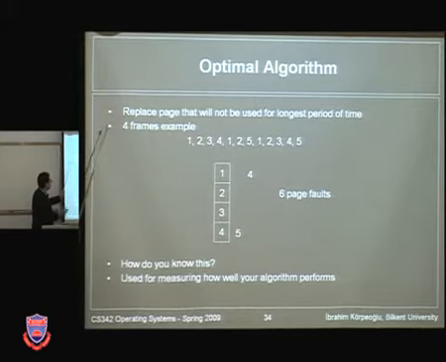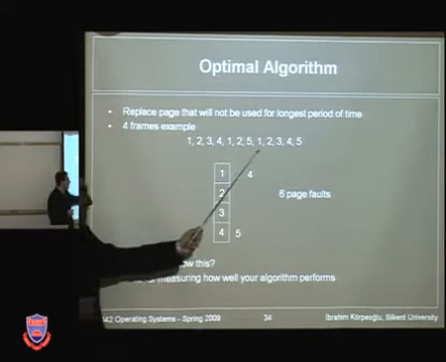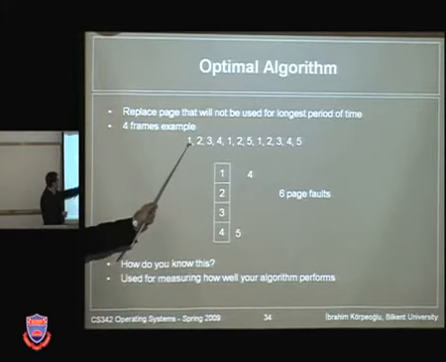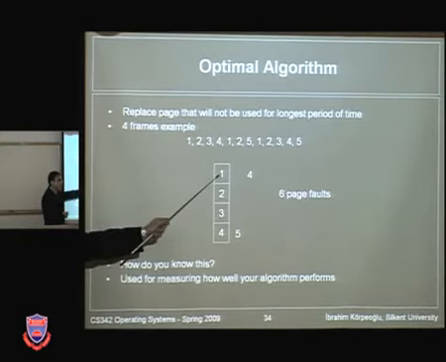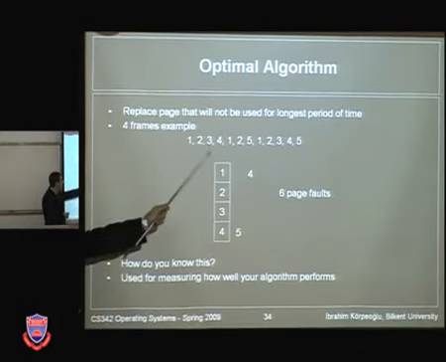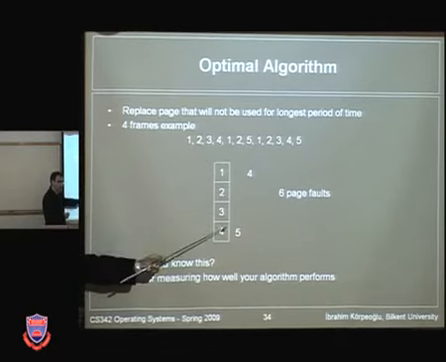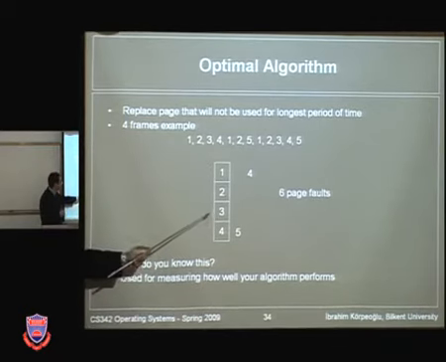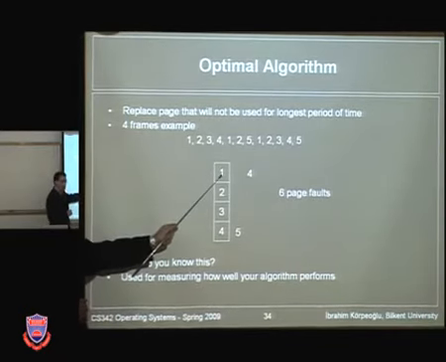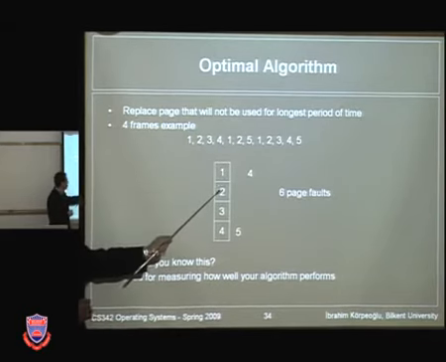For example, assume we have 4 frames, and this is the page reference string. So what is happening? 1 is referenced, so it is brought into memory. This is a page fault. 2 is brought in, page fault. 3, page fault, and 4 also causes a page fault, right? Initially, all the frames are empty. Then 1 is referenced. It is already in memory. 2 is referenced. It's already in memory.